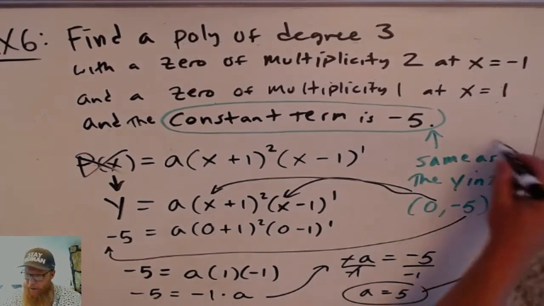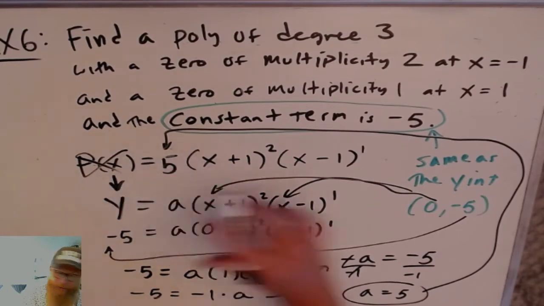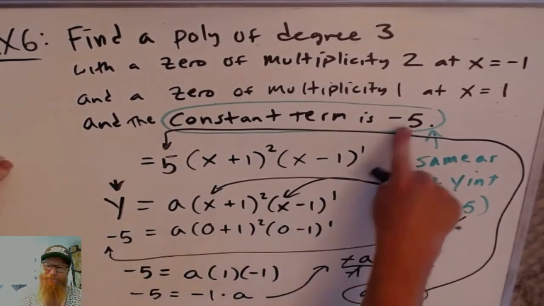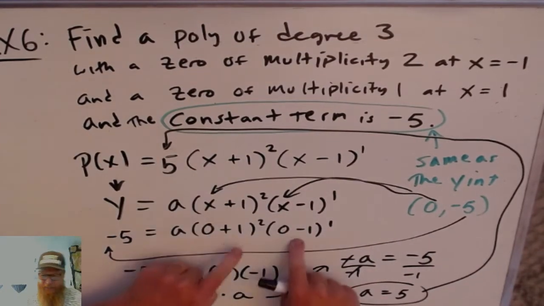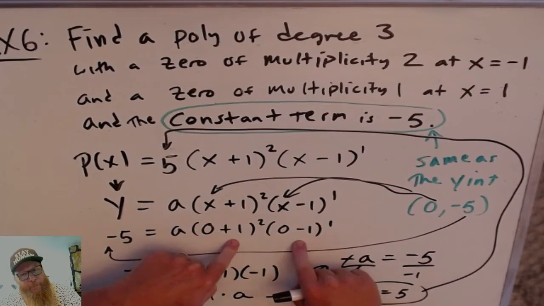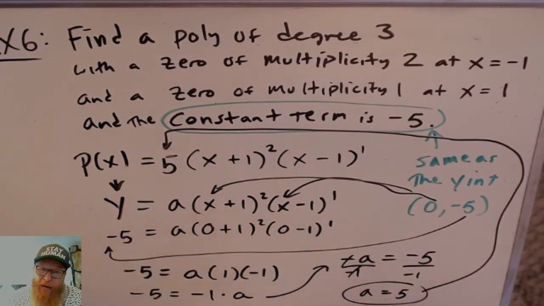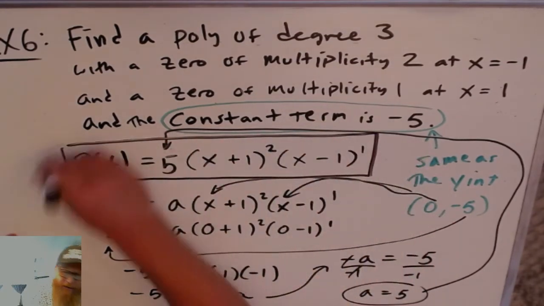So come all the way back over here and put 5 in front as the leader. Coincidence that it came out to be 5. I think that's because these were both 1s. Had these numbers been something other than 1, then this probably would not have stayed 5, all right? So there's your answer right there.